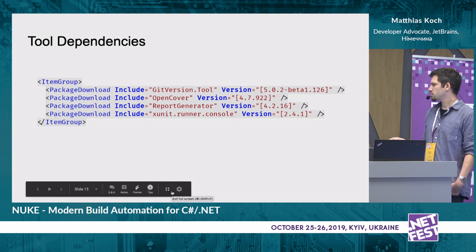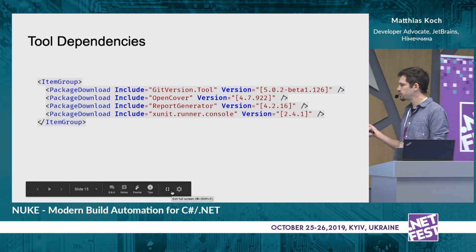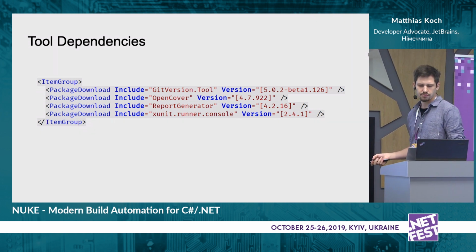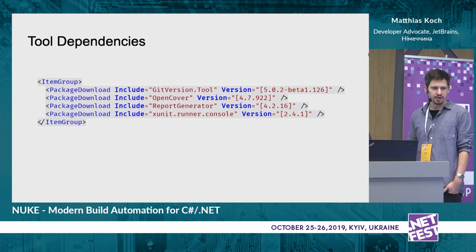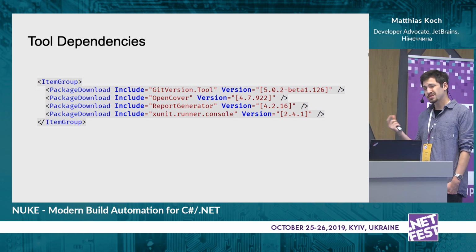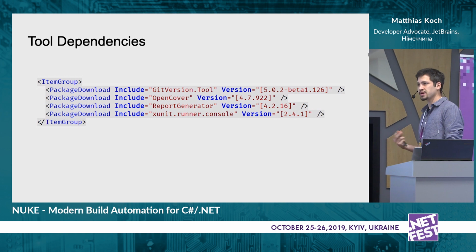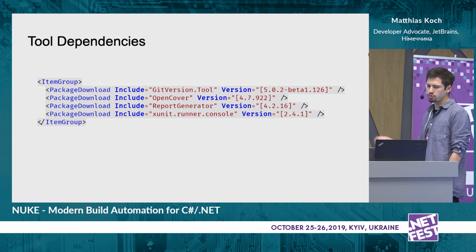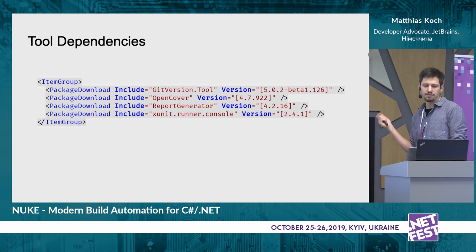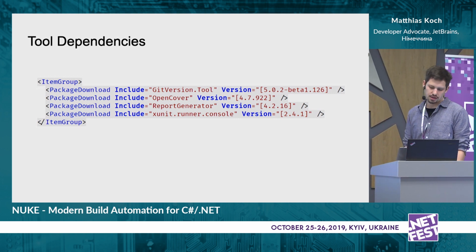By the way, package download is a new feature from .NET Core 3. It's similar to package reference, but as far as I know, it's like an implicit exclude assets all. Yeah, because tools, we just want to have them there and invoke them, and in the end, there's just a version.